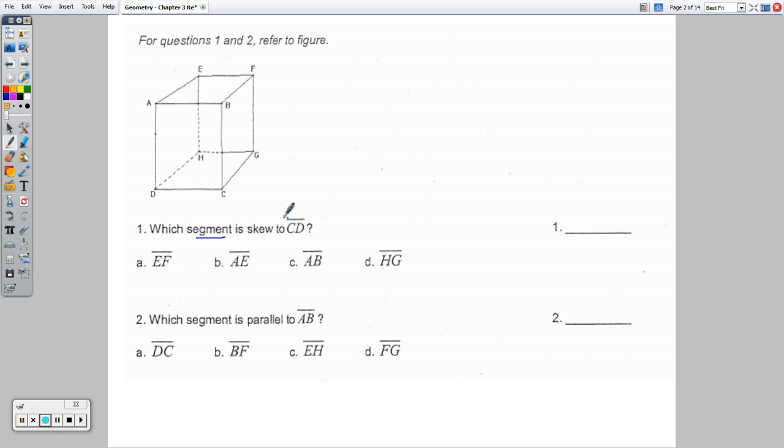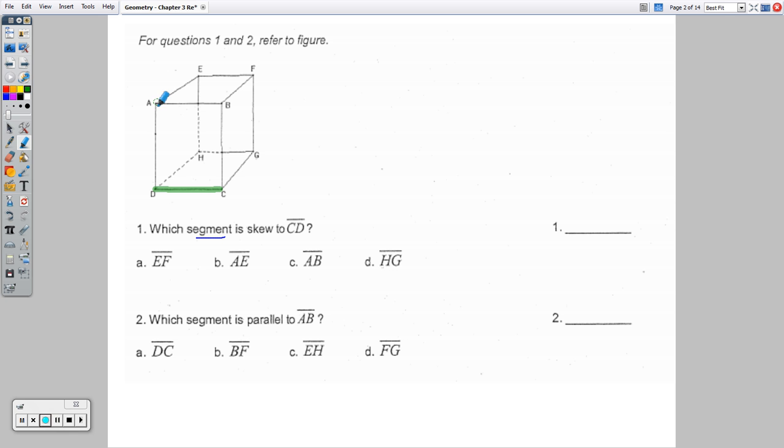So let's see, CD is right here. I'm going to use my highlighter for this. So here's CD. And of these choices, which one is going to be skew? Well, EF, if I had a segment there, that would actually be coplanar, because you could make a plane that would contain both of those segments right there, slicing diagonally through that figure.